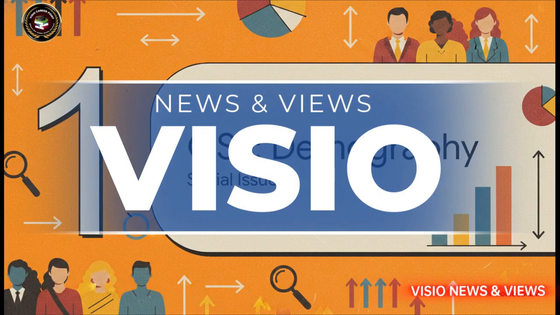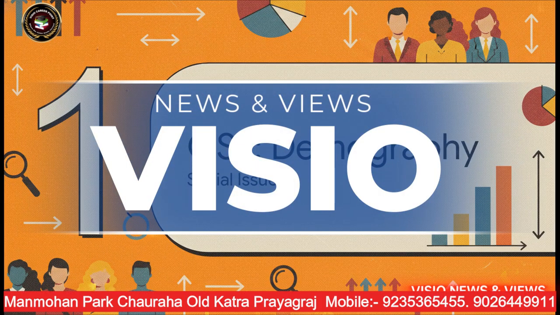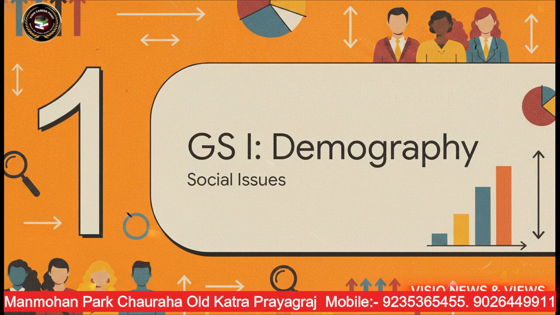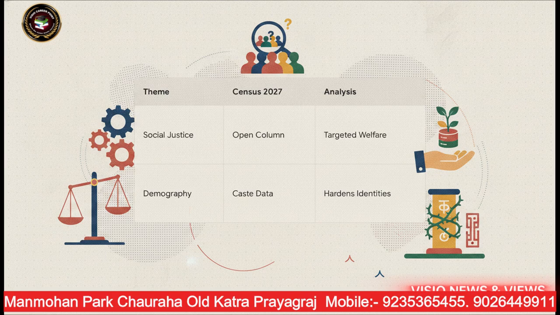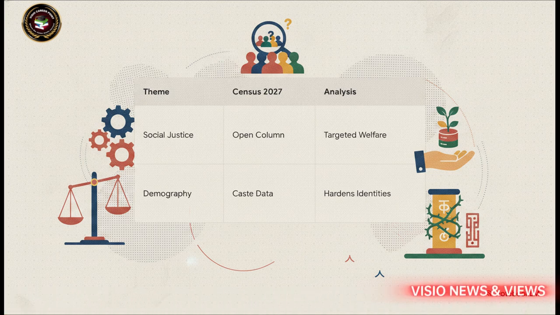All right, stop number 1, GS Paper I, focusing on demography and social issues. Now, what's really interesting here is how a seemingly simple administrative choice carries massive constitutional weight. So the Office of the Registrar General and Census Commissioner has actually introduced an open column for the self-declaration of caste in the upcoming Census 2027 trial run.